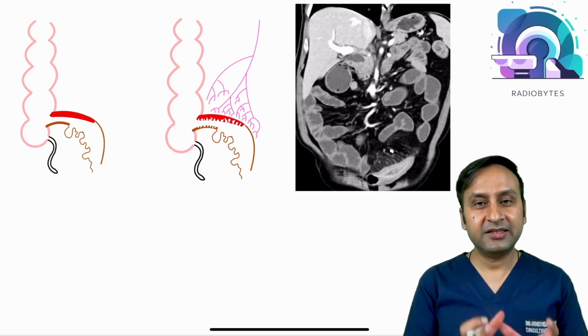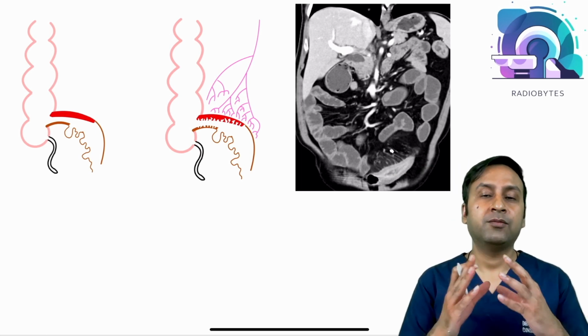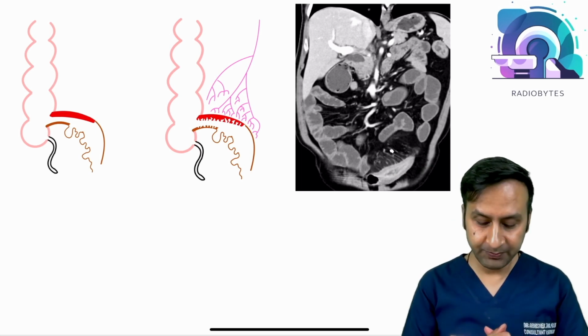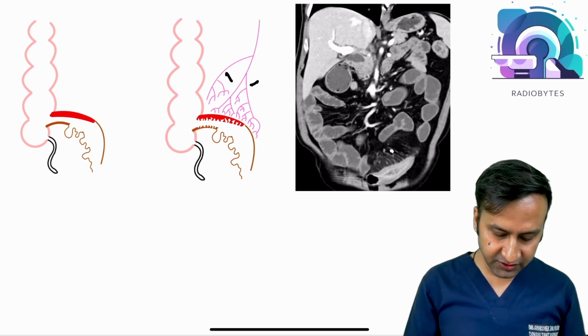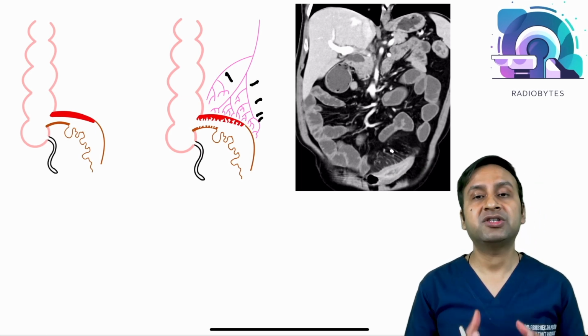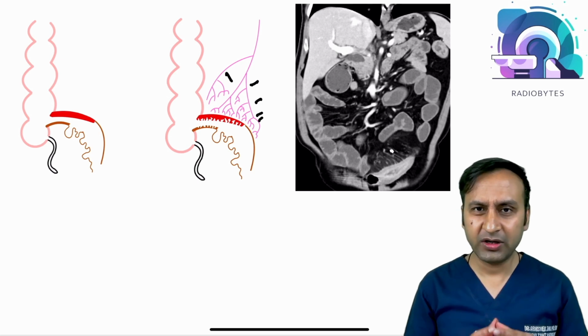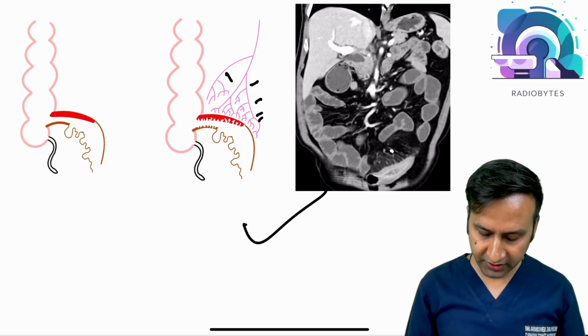Then, once the disease has spread through and through the bowel wall, it is going to go into the mesentery. So when it goes into the mesentery, first thing it is going to cause is an increase in the mesenteric vascularity, something we've already talked about, typical Coombs sign. So I want you to have a look at this image.